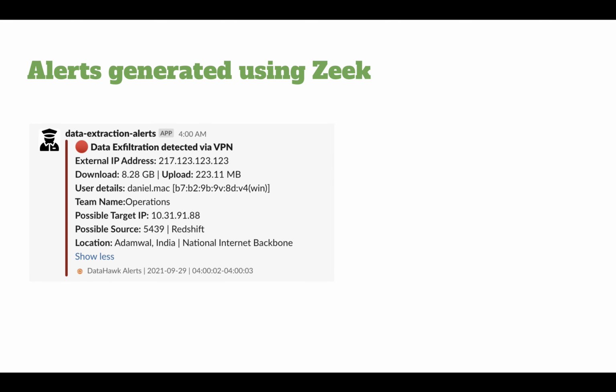Coming to Zeek, this is how it works in Zeek, where if you can see this particular alert, it detects any kind of data exfiltration via our VPN. And you see a particular user has downloaded 8 gigabytes of data from Redshift. We know his or her location, we know their MAC address, we know how much data they have downloaded and uploaded, so that we can piece it together and form a story if an incident happens. And we can investigate whether this is a legit data pull or not.